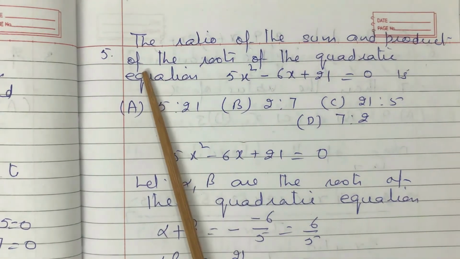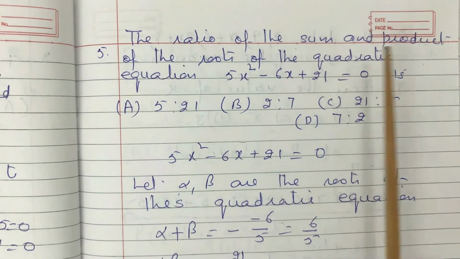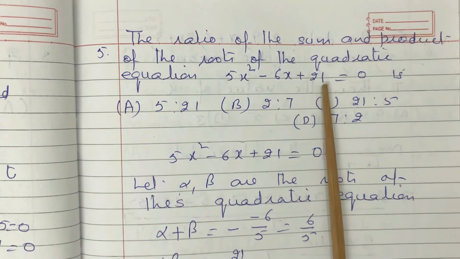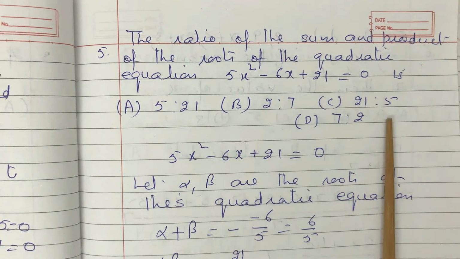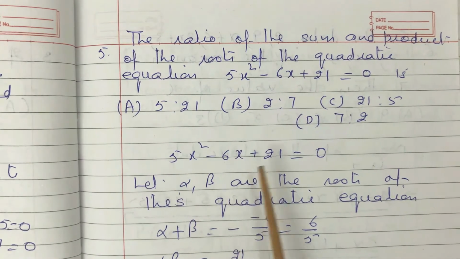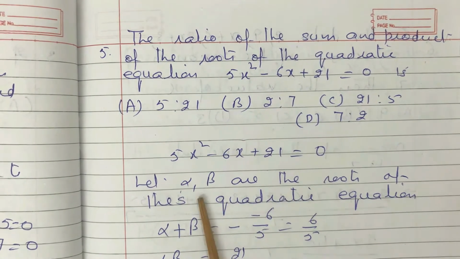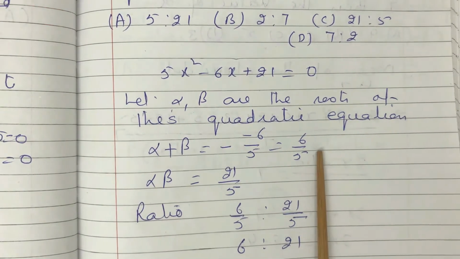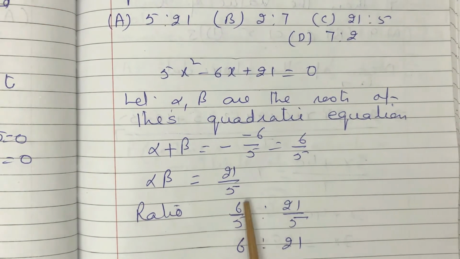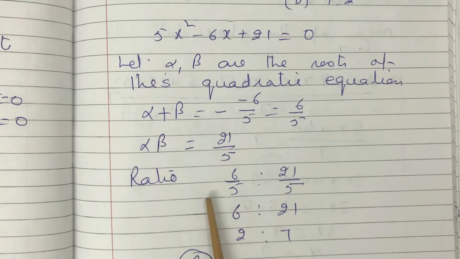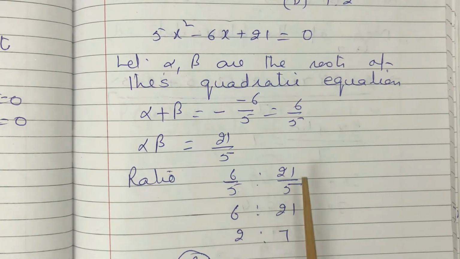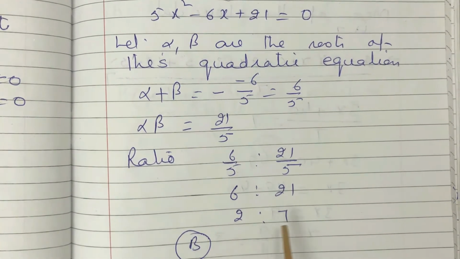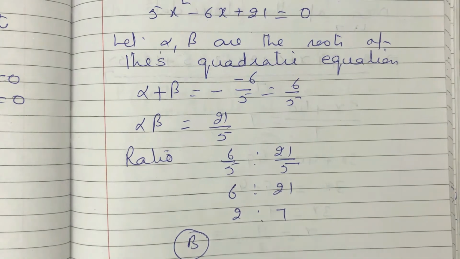Now the fifth question. The ratio of the sum and product of the roots of the equation 5x square minus 6x plus 21 is equal to 0 is, there are 4 options. 5x square minus 6x plus 21 is equal to 0. Let alpha, beta be the roots of the quadratic equation. Now here sum of the roots is 6 by 5, product of the roots is 21 by 5. I am to find its ratio. So I'll write 6 by 5 ratio 21 by 5. It means 6 ratio 21, that is 2 ratio 7. So B is the option.